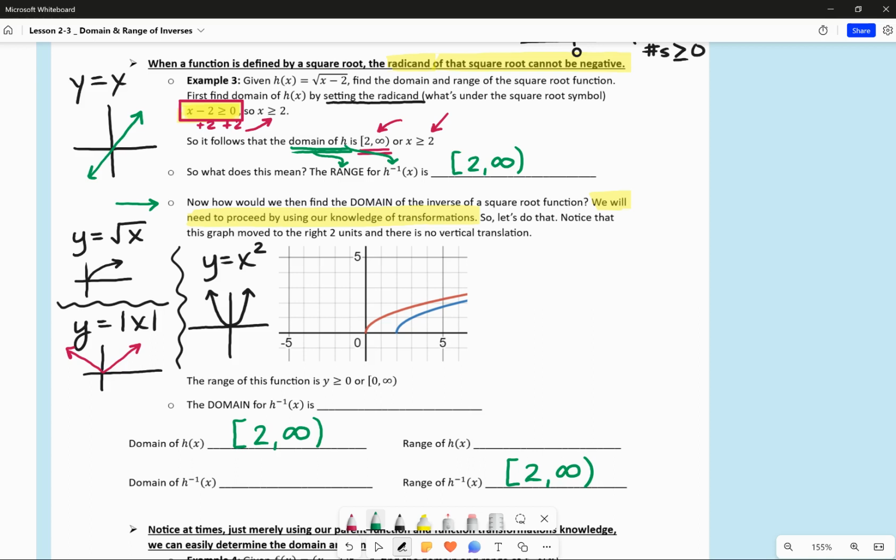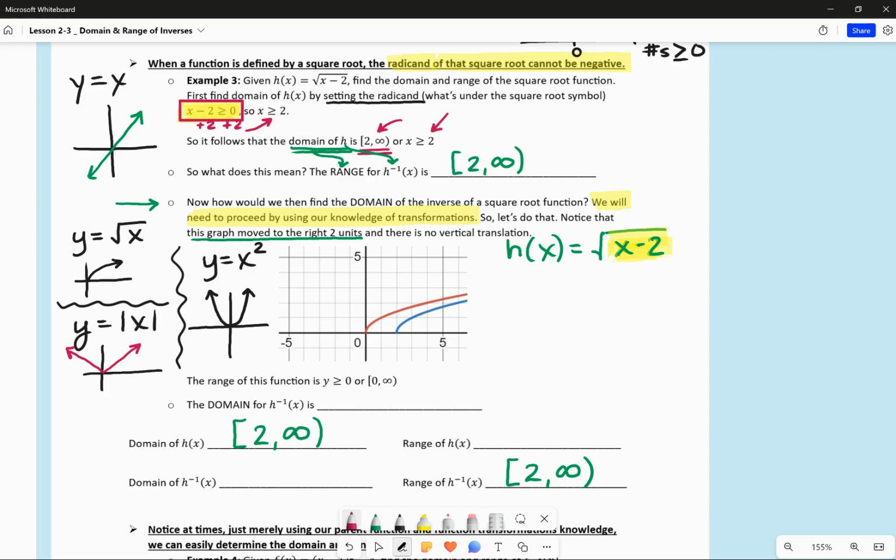So here, with our square root function, we noticed that h of x equals the square root of x minus 2. So we know that when we have adding and subtracting going on within a radical, within parentheses and whatnot, you always do the opposite, right? As far as horizontal movement. So that's where we determined that this graph was moving to the right 2 units.